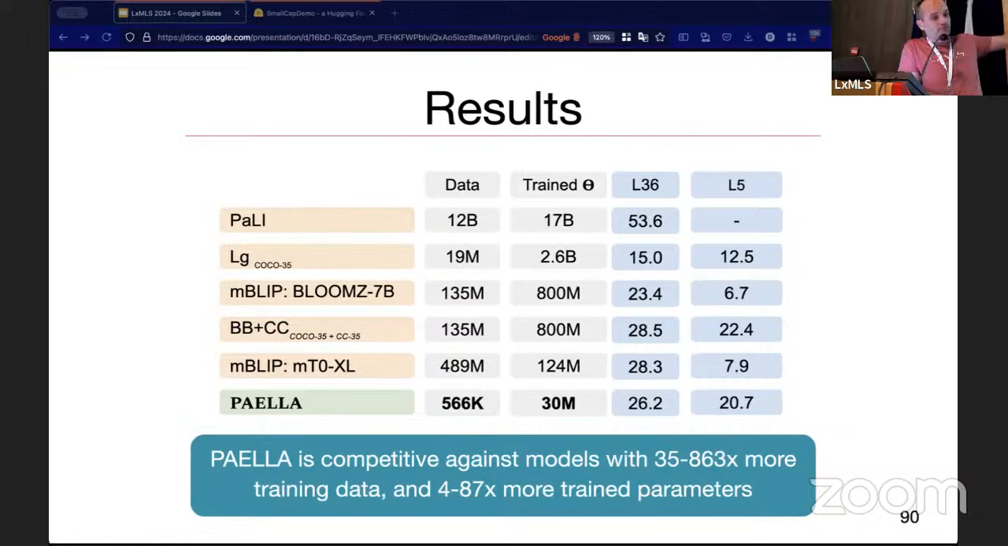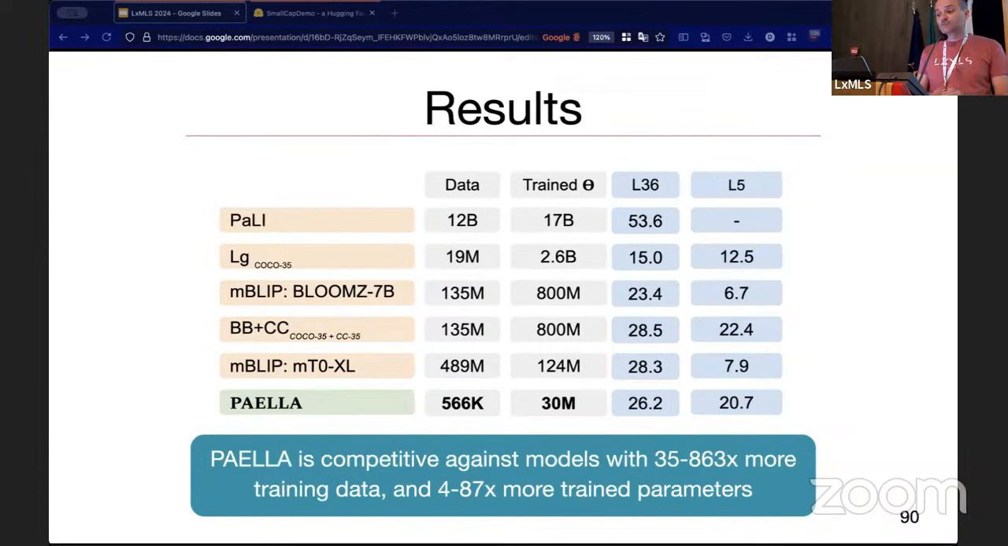And then on the third row here, we have the mBLIP model, which I mentioned earlier this morning. This model is trained on 130 million data points, and it's much better than training on just 19 million data points. And we come all the way down to the bottom here to Paella, our model, which is trained on 500,000 data points with 30 million parameters that need to be estimated.